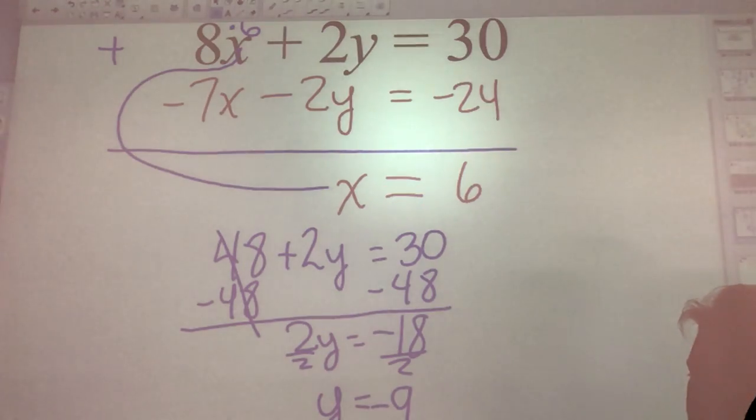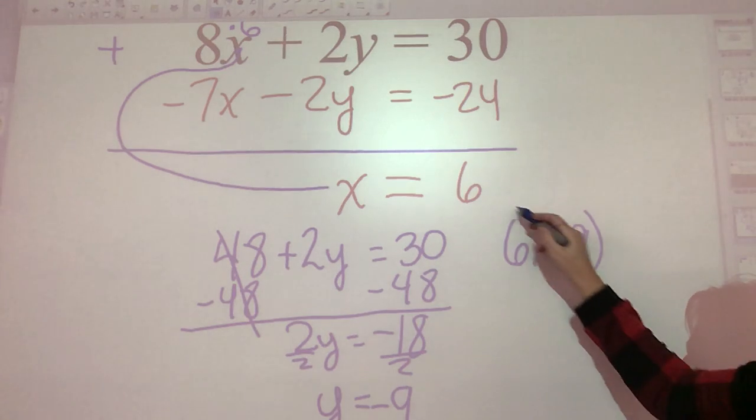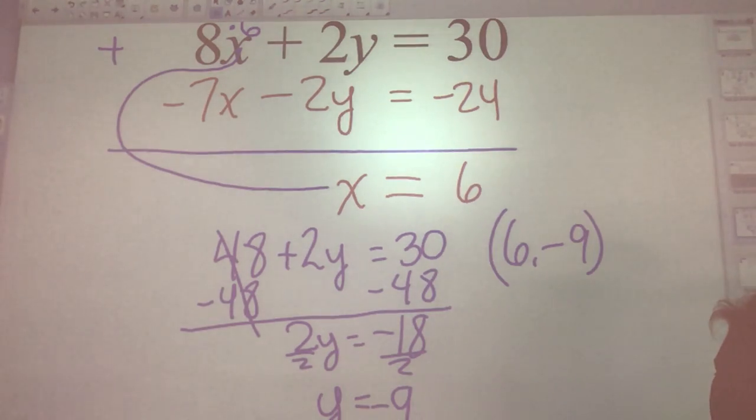I know that was really fast. Just slow down. Pause the tape. X equals 6. Y equals negative 9. There it is.